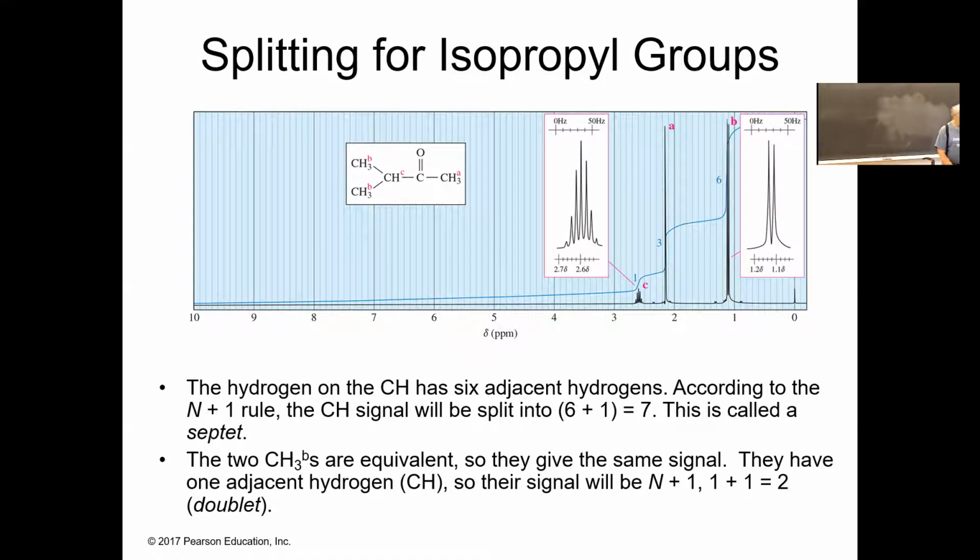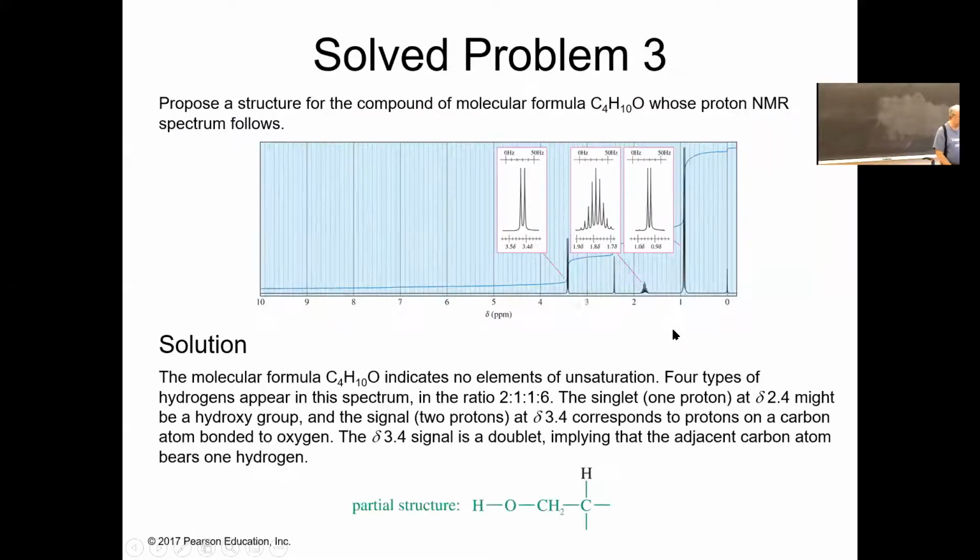Okay, some common splitting patterns. Okay, I showed you the triplet quartet that would indicate an ethyl group. A doublet septet is another common one that we might come across. That's an isopropyl group.